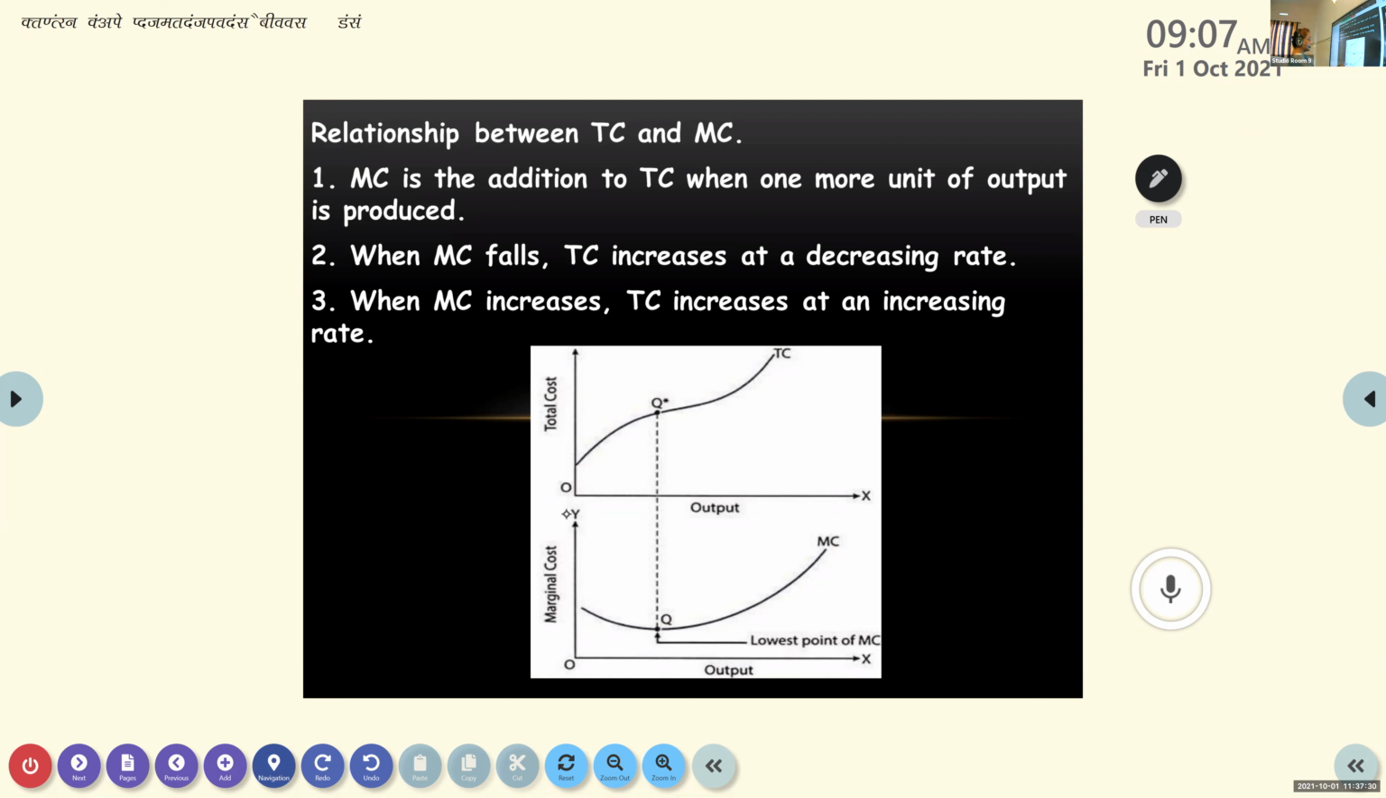Now, after this point Q, what happens? MC increases. It starts increasing. So at that time what happens? TC increases at an increasing rate. Okay, so these are the two types of relationships you can see between TC and MC.